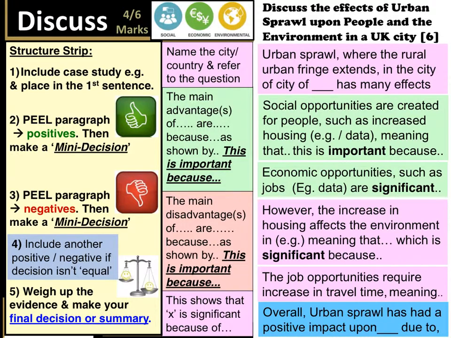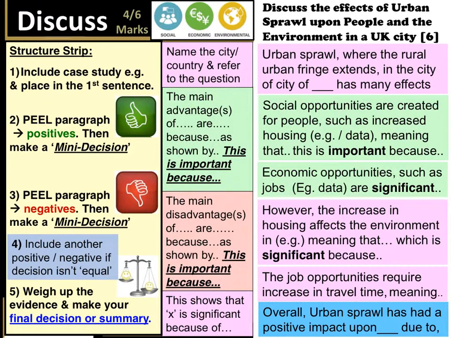Finally, we're going to look at the disadvantages, the opposite point of view. So the increase in housing affects the environment. Name the place, meaning that this is significant because, how is the environment affected? Then your second point might be the job opportunities require an increase in travel time, meaning that, and then you could talk about CO2 emissions, you could talk about carbon footprint and increase in traffic and maybe even health problems because that affects people too. So increase in respiratory diseases.